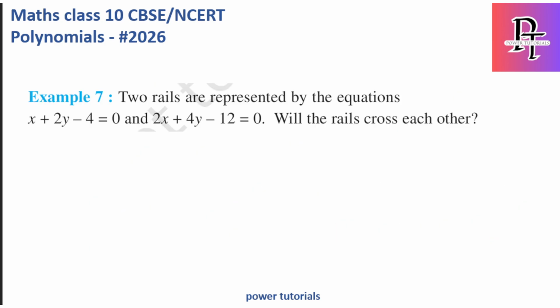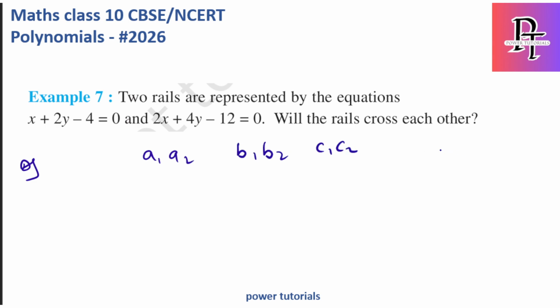Let's move to example 7. Two rails are represented by the equations. Will the rails cross each other? So first, if they haven't mentioned to use any method, they always suggest to go with the a1 a2 method: a1 by a2, b1 by b2, c1 by c2.